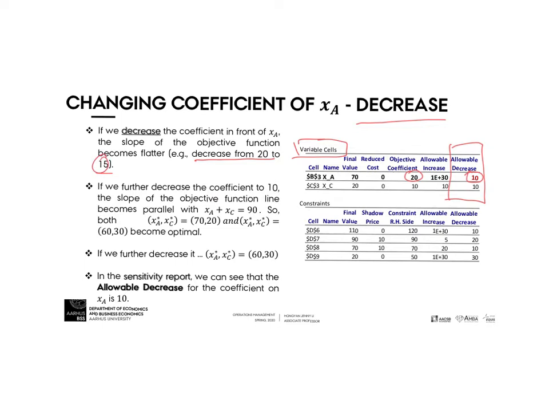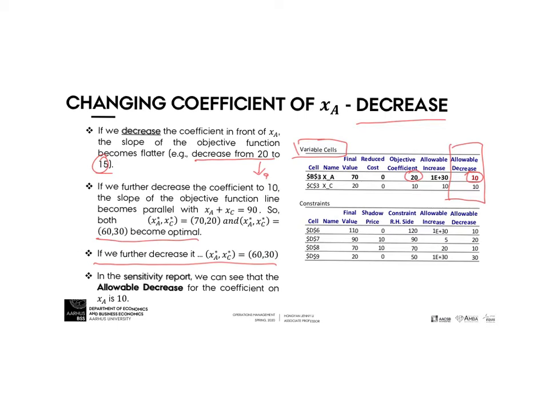And if you try to decrease this 20 to even lower, for example to 9, then the decrease will be more than 10 units. Then your optimal solution will change into 60, 30. So we can see that the allowable decrease for the coefficient of xa is 10. That's actually the boundary for you to change the coefficient without changing the optimal solution.